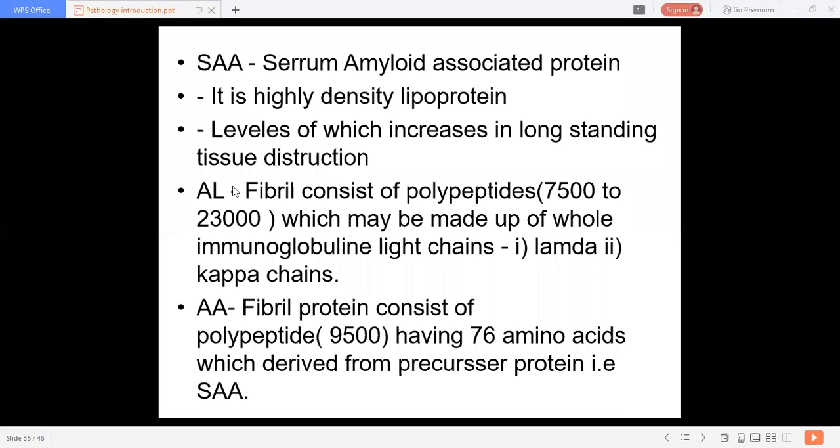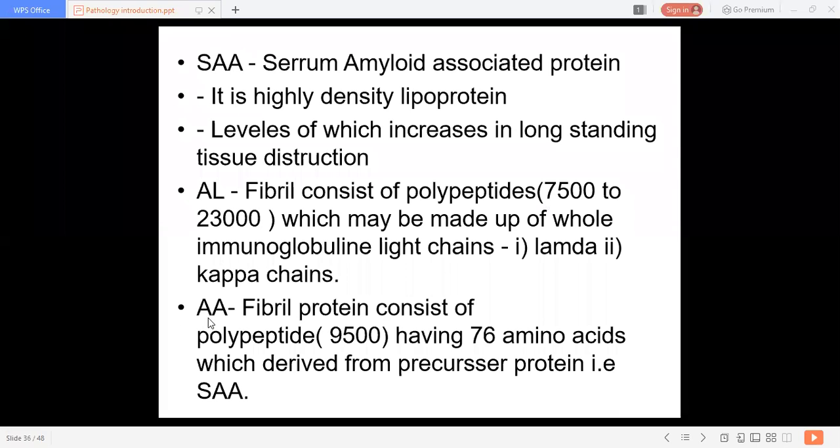So this AL protein, that is amyloid light chain protein, the fibrillar protein consists of polypeptides. How much is it? It is 7,500 to 23,000, and it is made from the whole immunoglobulin light chains, either lambda chains or kappa chains. Then the third variety is AA, amyloid associated protein.